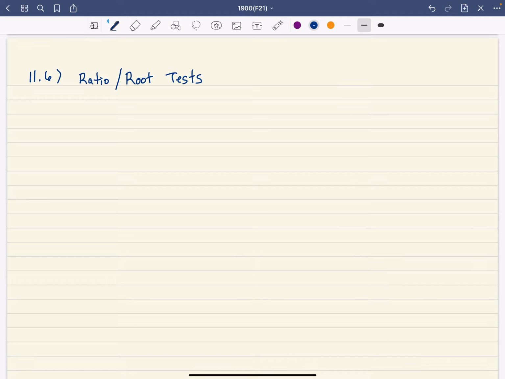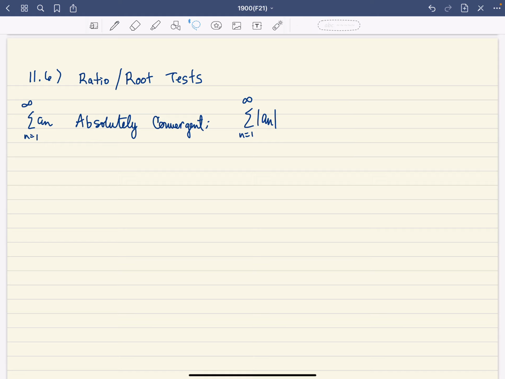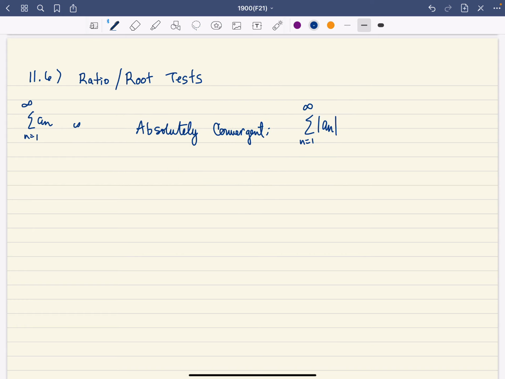So there's what's called absolutely convergent. Absolutely convergent series are ones where the sum of the absolute values converges. So we say that the series, the sum a sub n, say from 1 to infinity, is absolutely convergent if the sum of the absolute values converges. Okay, so that's absolute convergence.